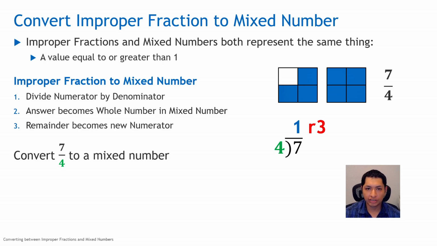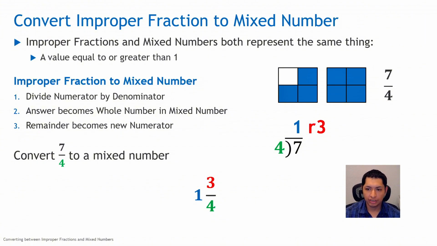So the whole number part of the quotient is colored in blue, and the remainder is colored in red, just for easier reference. And putting it together, the whole number part of the answer is 1 in blue, so that is the whole number part of the mixed number.